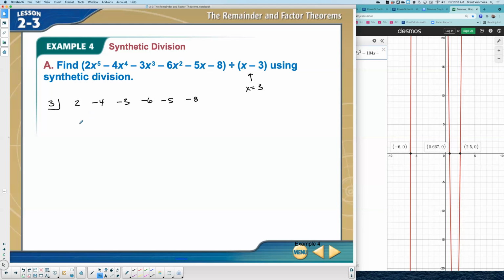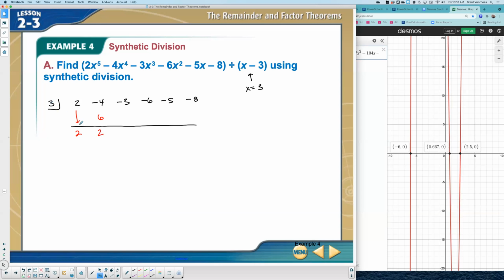I draw one line across. I leave a gap. So here's how synthetic works. This front term always falls straight down here. And what you do, if you've had previous teachers who were able to teach you this before COVID, is what a lot of them say, MAMA, which means you multiply, then you add. You multiply, then you add all the way down. So I'm multiplying first. What's 2 times 3? 6. That goes here. Now you add these together. So negative 4 plus 6 is 2.